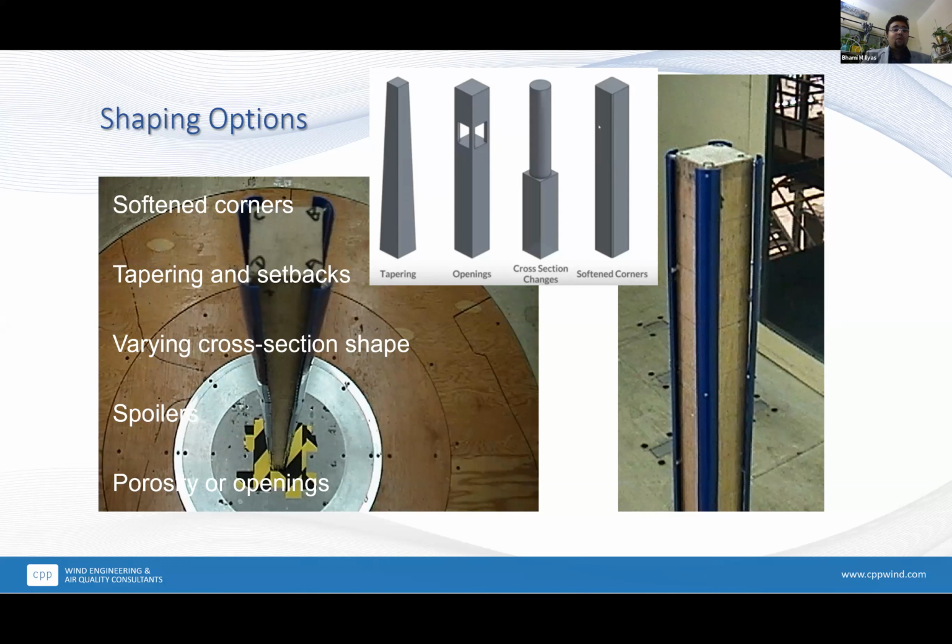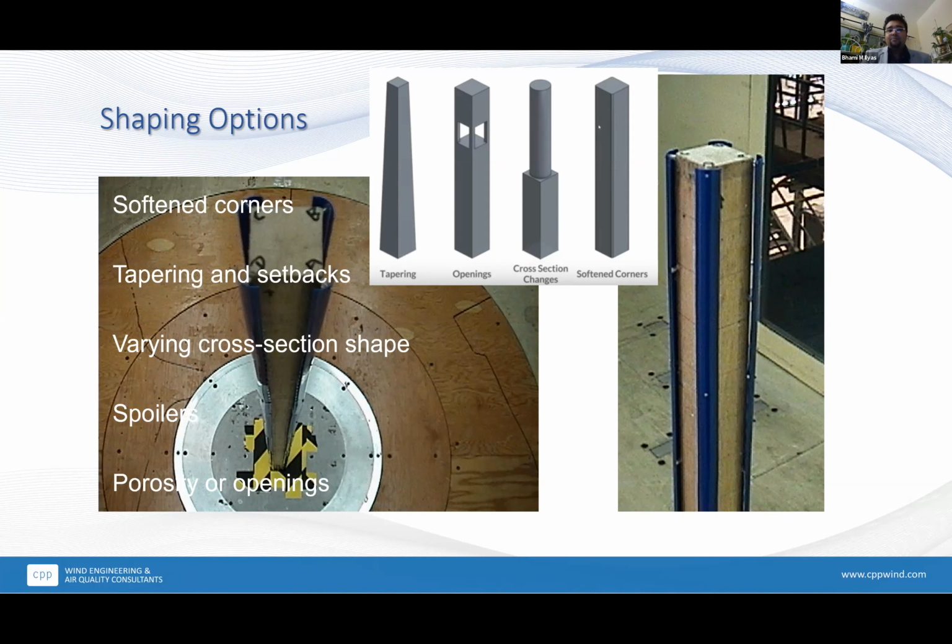loads. So one such approach is to look at softening the corners of your building, or you can go tapering the building. In some cases, you can go with varying cross section, that will also help. Adding in sometimes spoilers and porosity and openings, as well as twisting in some cases. What you're seeing here are some quick examples of how this looks like, and we tend to actually iterate this particular process.